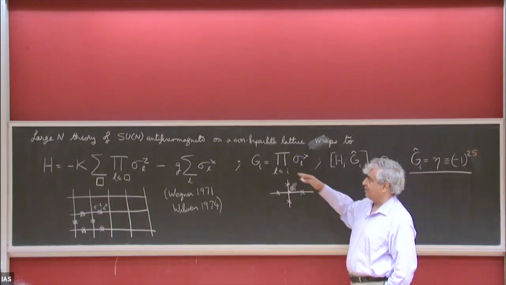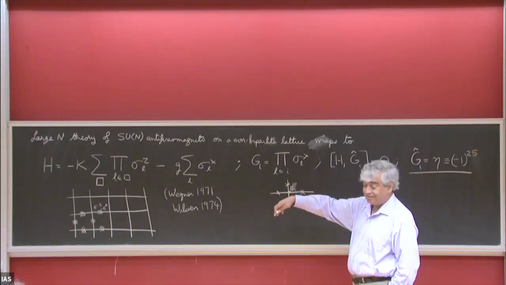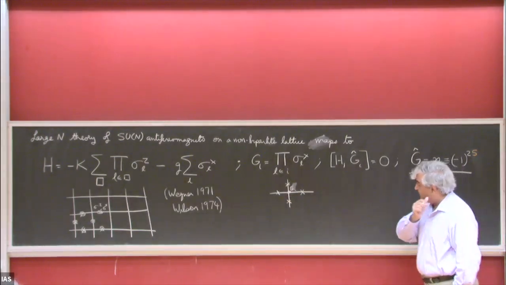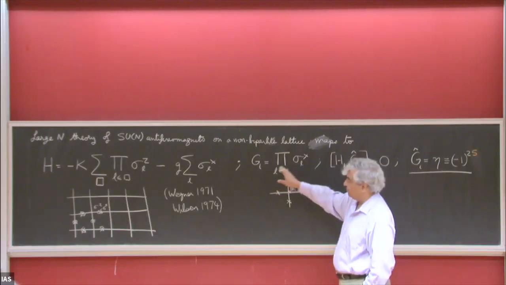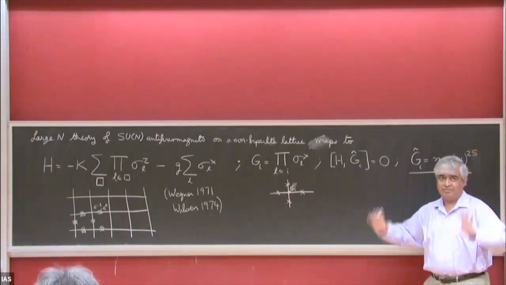I can even expand this Hamiltonian to include the Schwinger bosons, to include the spinons. And those spinons also carry a gauge charge. Then I would have to change the definition of G_i, and I still have some other operator which commutes with the full Hamiltonian with no approximations.